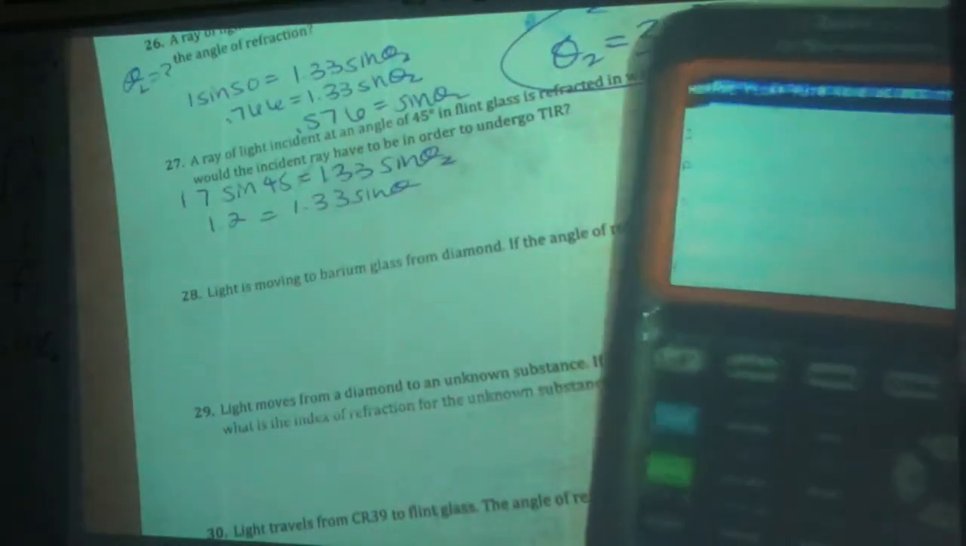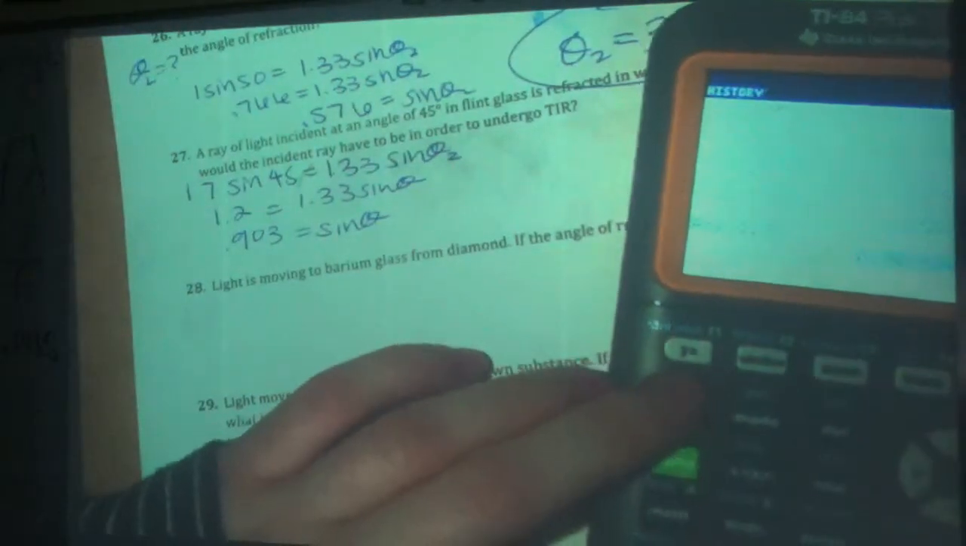So flint glass, that's 1.7. It's coming in at 45 degrees, going into water, 1.33. Looking for the angle of refraction. So 1.7 sine of 45 is 1.2. Divide the 1.33 over. Gives me 0.9. Sine inverse of that is going to give me theta 2 is 64.6 degrees. So that's the angle that it's refracting at.